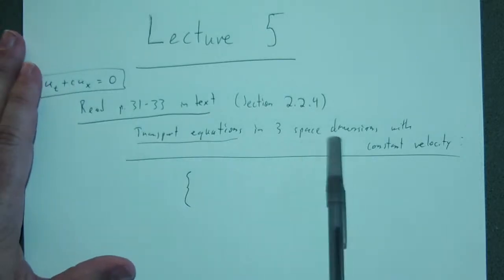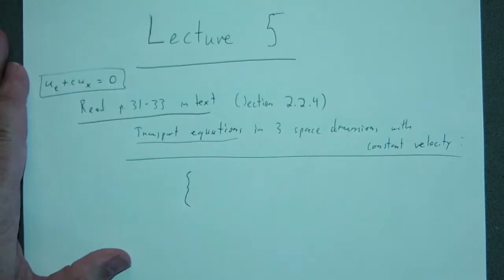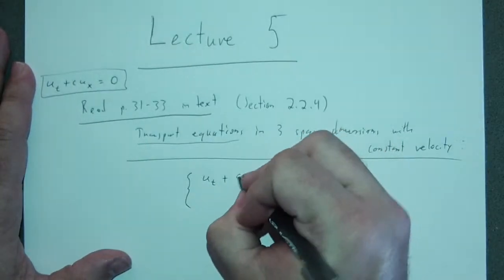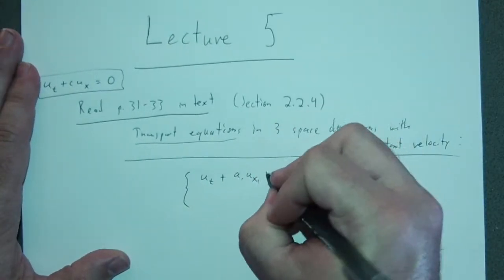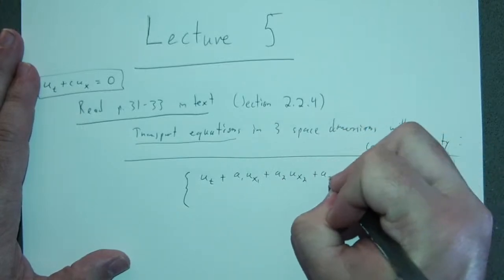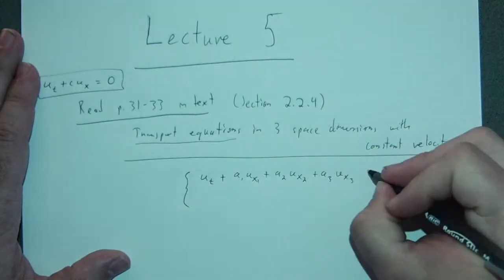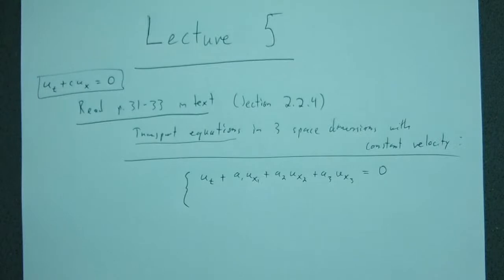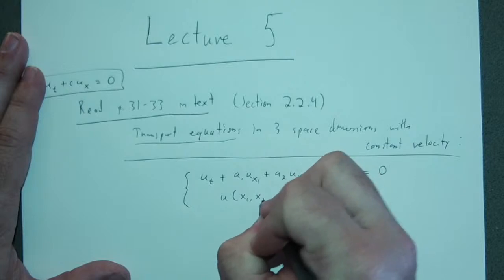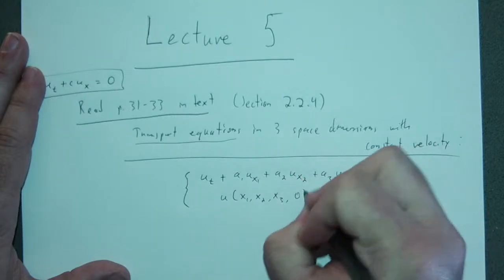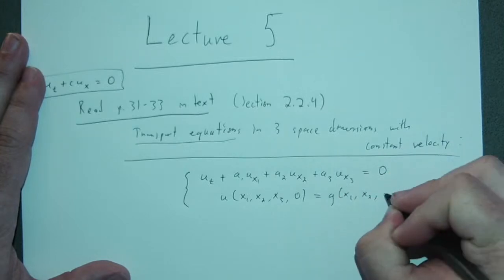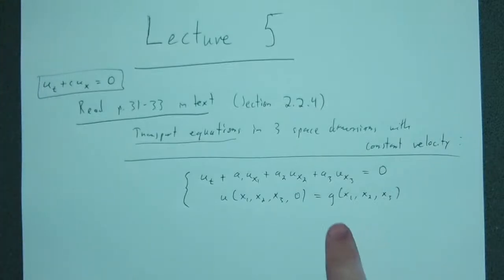So in three space dimensions, what would the analog of this be? It would be u sub t plus a1 u sub x1 plus a2 u sub x2 plus a3 u sub x3. And if it's inhomogeneous, this right-hand side would be 0. Meanwhile, my auxiliary or initial condition here specifies a signal to be transported in this way.